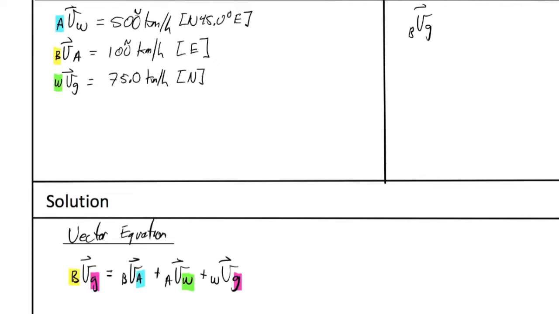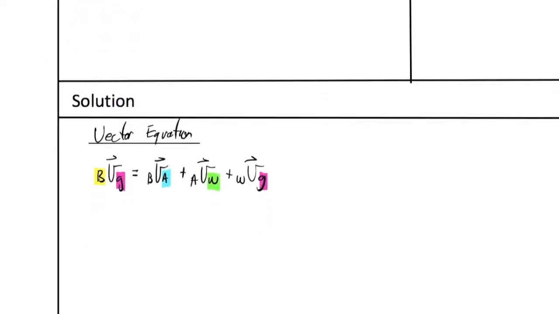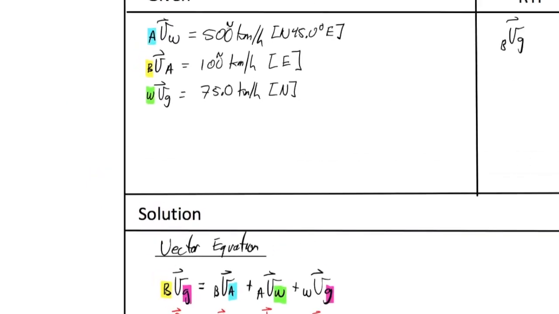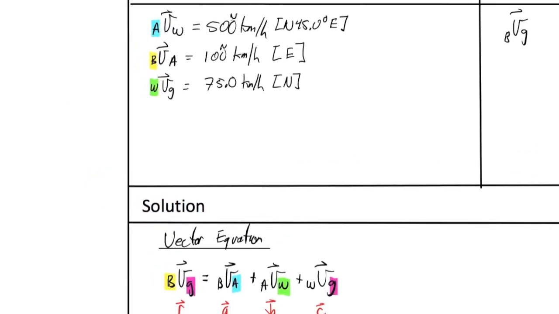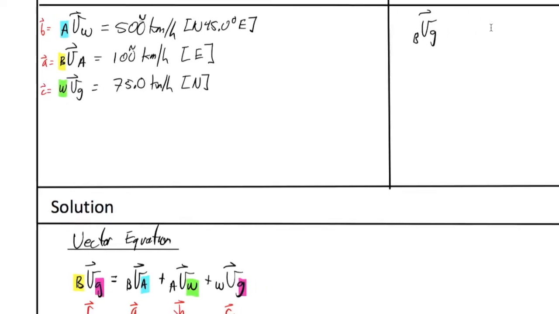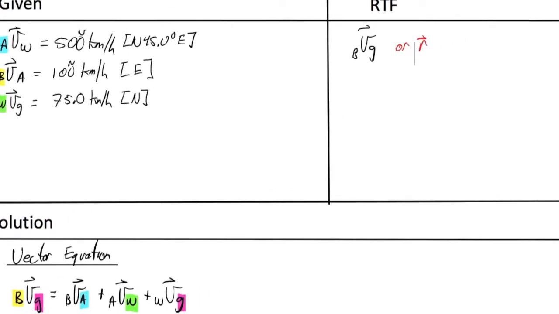The next step, we're going to give short names. So BVG is our resultant. BVA is our vector A. AVW is our vector B. And WVG is now our vector C. So let's modify our givens to reflect that. So BVA, that's our vector A. AVW, that's our vector B. And WVG, that's our vector C. And BVG over here, that is our resultant. Actually, we'll just write it like that. There we go. Perfect.